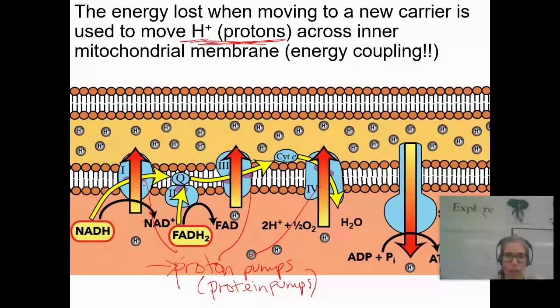So if you're shoving protons against a concentration gradient, that's active transport, right? And we, in the past, have always talked about active transport being fueled by ATP, and it is not in this case. So this is a really cool exception. Active transport requires energy to shove stuff against a concentration gradient, to shove stuff from a low concentration to a high concentration. And in this case, the energy comes from the electrons that are being held closer and closer and closer to the nucleus, not by ATP.